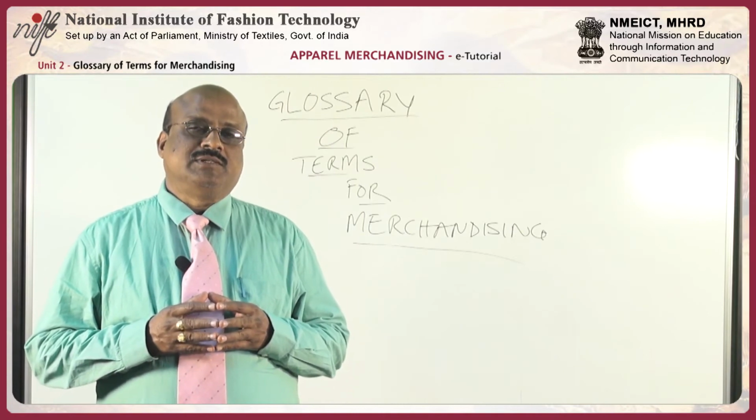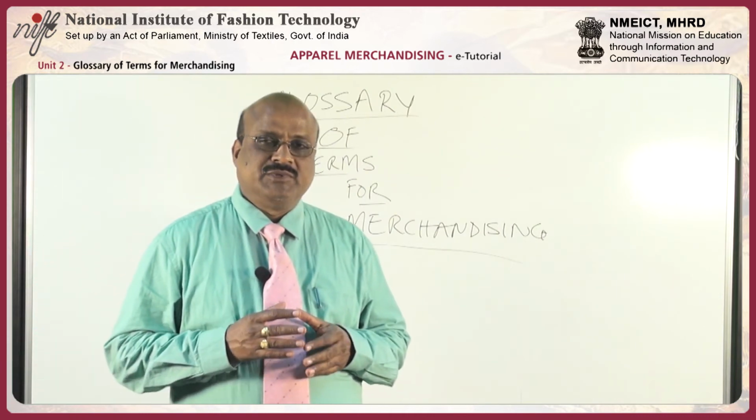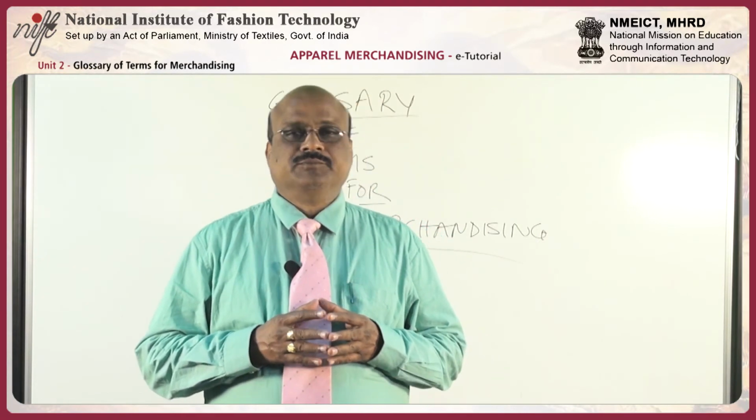The next term is sales plan. Sales plan refers to a department's promotional program for a 6-month period, subject to monthly revision to take advantage of opportunistic purchases and other unpredictable merchandising opportunities. So sales plan is basically a department's promotional program for a 6-month period. This will again be subject to revisions as and when they see opportunities for merchandising.